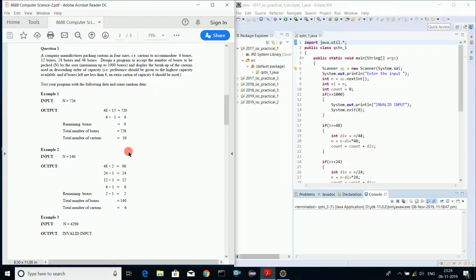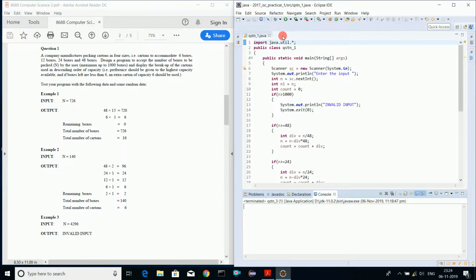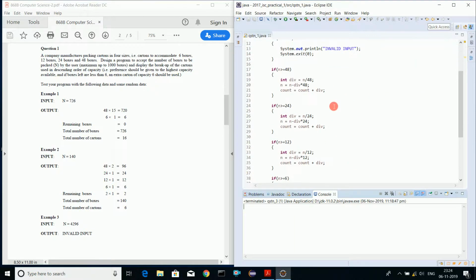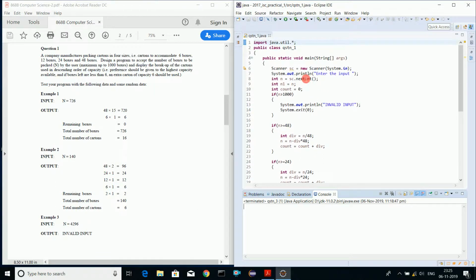Basically, you need to understand the question because the code part is literally just repeating the same code everywhere, just changing values. I'm using a Scanner class. This is the Eclipse IDE. The code will run anywhere, in BlueJ, etc. No issues there. Basically, I'm taking the user input.